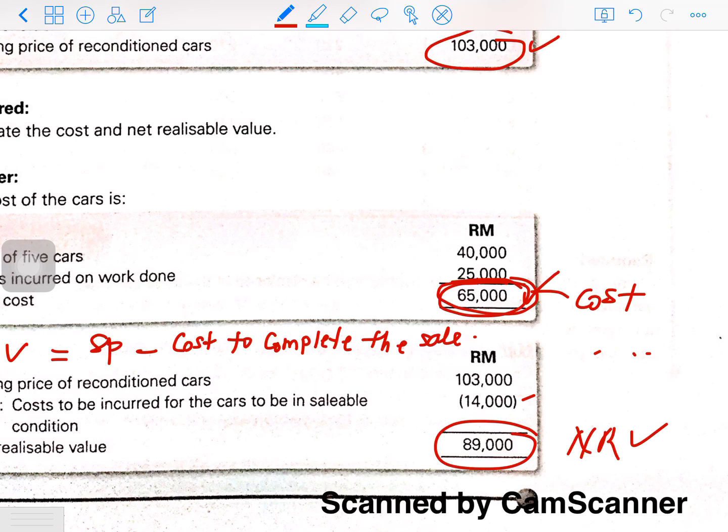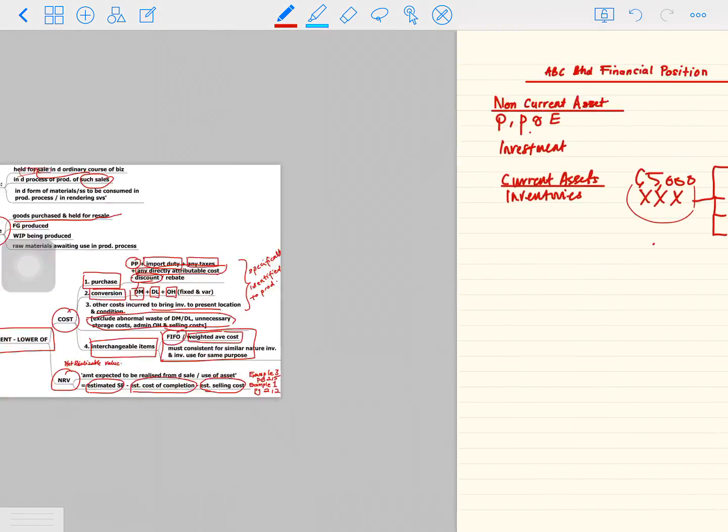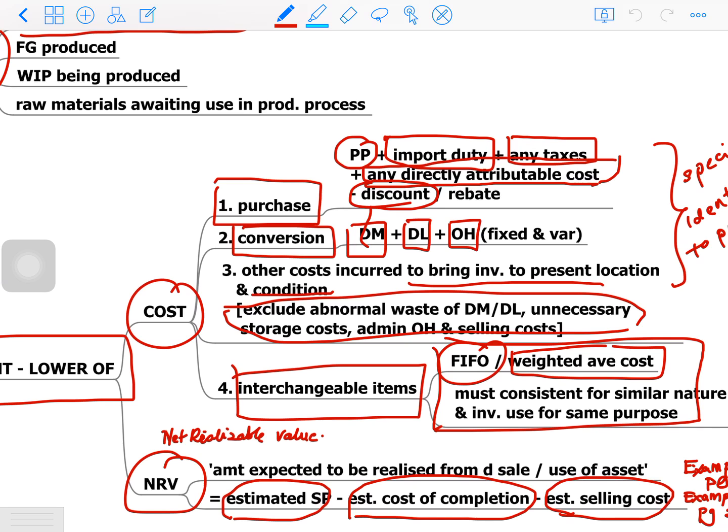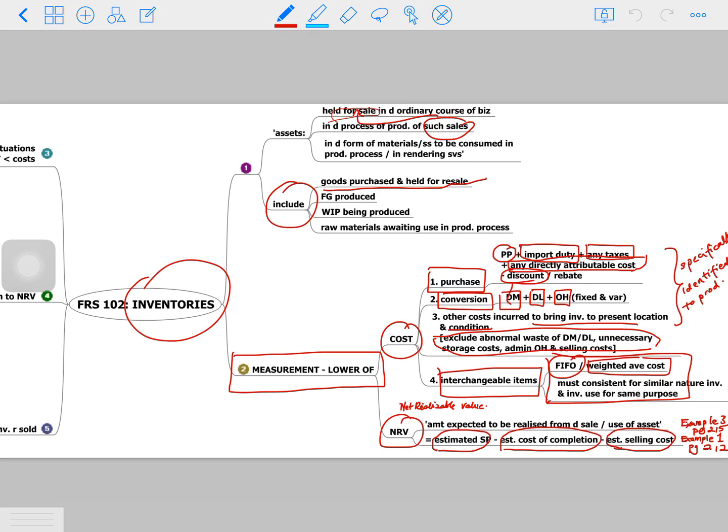So this is very important in your final exam. Normally the final exam will ask you this question. Choose the measurement question. Measurement of inventories.